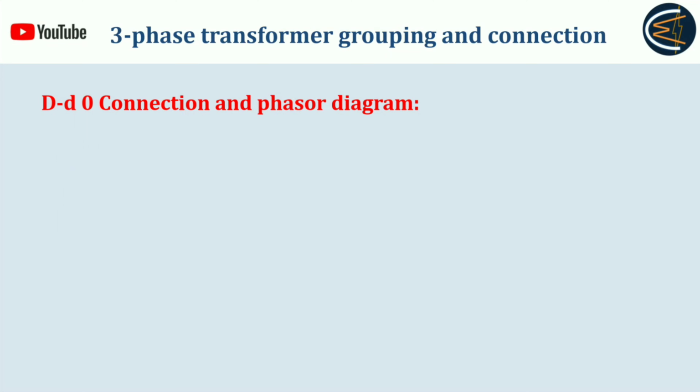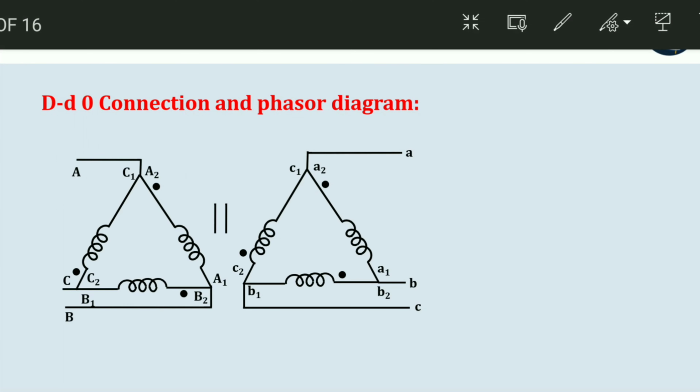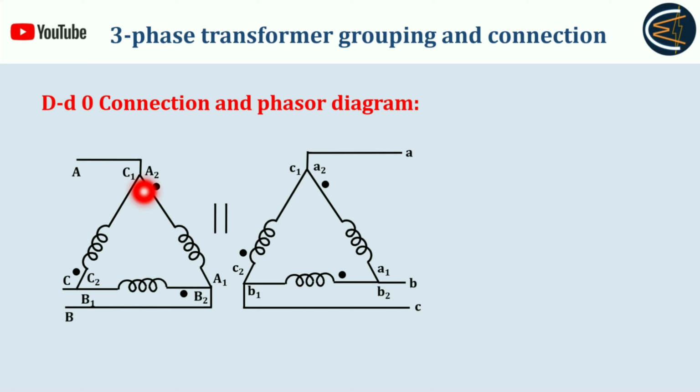Okay, so let's start. As you can see, this is the circuit diagram of DD0 connection, that is the configuration. Both primary and secondary sides are delta connected, as you can see from this configuration. And 0 means what? There is no phase displacement between the line voltages of secondary side and the primary side.